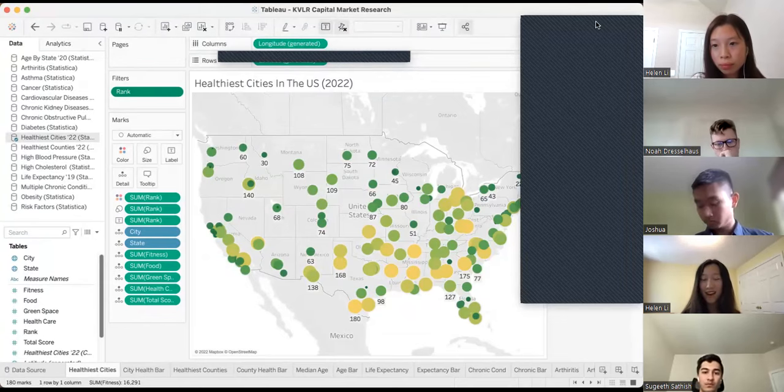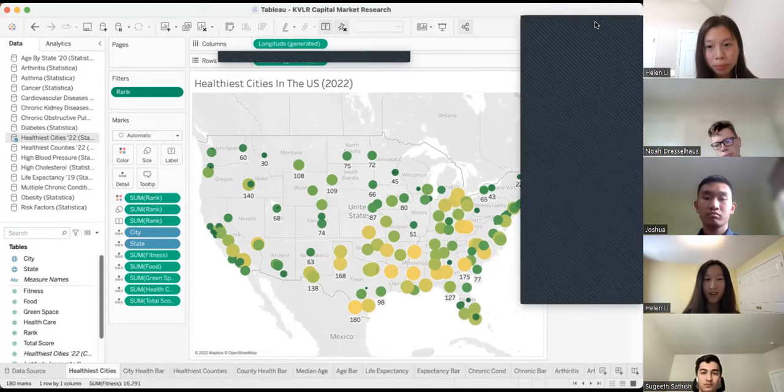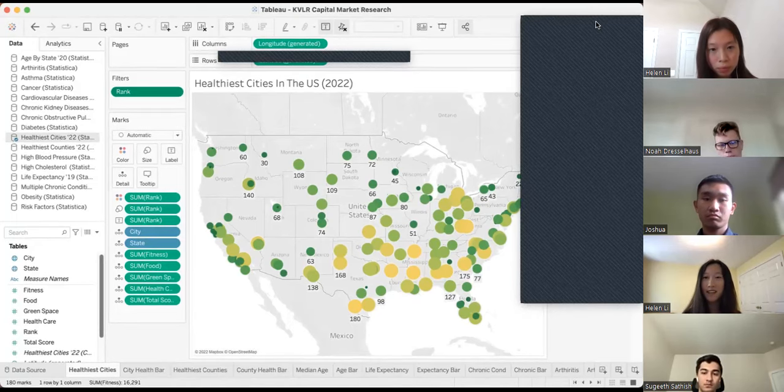All right, so hi everyone. Today I'll be presenting on my project, which is a Tableau dashboard visualization that encompasses market research on the state of health in the United States. So here for my first worksheet, we can see the healthiest cities in the United States. And this data is from 2022.